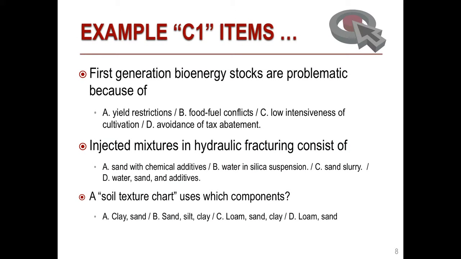Here's 3 examples taken largely from work done last year with ag. These are not secure items or anything, but C1 or recall items asking about first-generation bioenergy feedstocks being problematic because of one of those 4 options there. Injected materials in hydraulic fracturing consist of, and then a soil texture chart uses which components. So those are the types of low-level items.